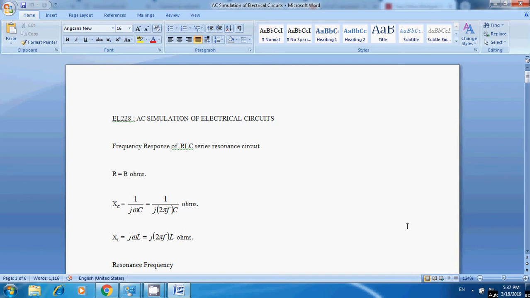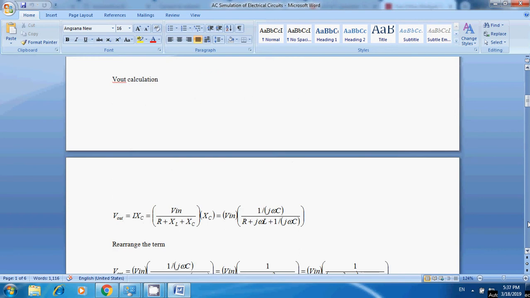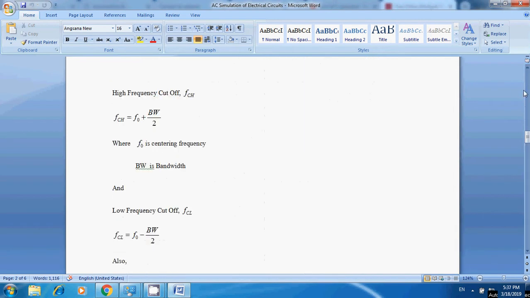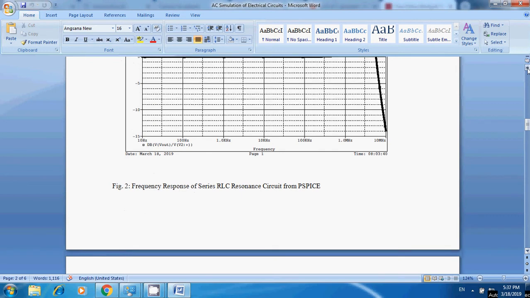Last time I talked about the lab EL238 AC simulation of electrical circuits, where we talked about the frequency response of the RLC series resonance circuit. And we also mentioned the bandpass filter. You have the characteristic like this, as you can see from the plot.